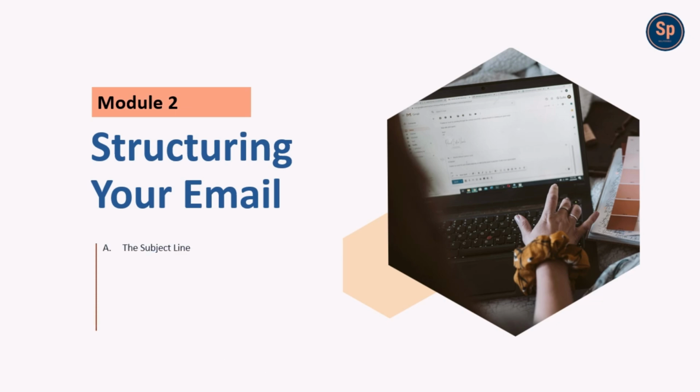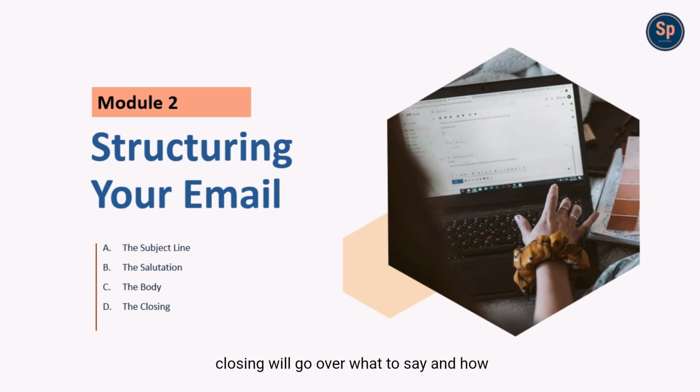The subject line, we'll learn how to make it clear, concise, and impactful. The salutation, we'll explore the right ways to open an email. The body, we'll look at how to organize your thoughts, keep it focused, and get your point across effectively. The closing, we'll go over what to say and how to end on the right note. Example email. And finally, we'll put it all together and review a sample email that follows the best practices we've discussed. Let's dive in and learn how to write emails that are clear, respectful, and professional from start to finish.